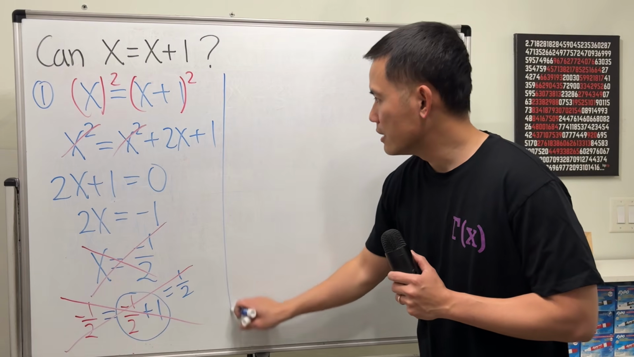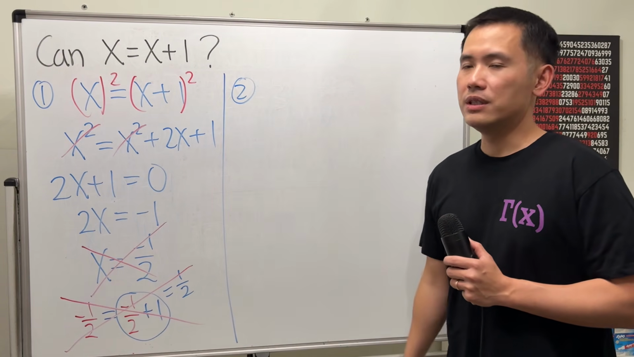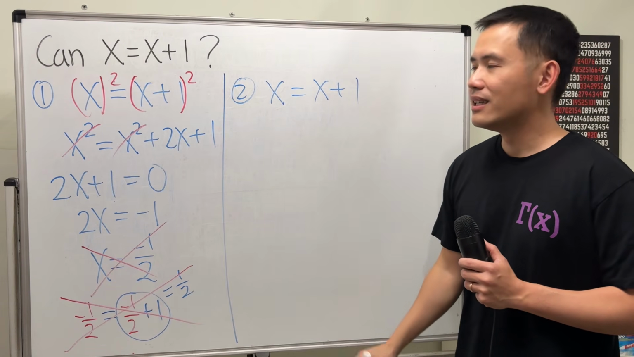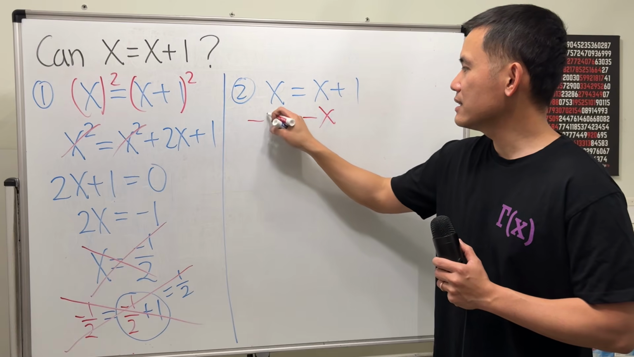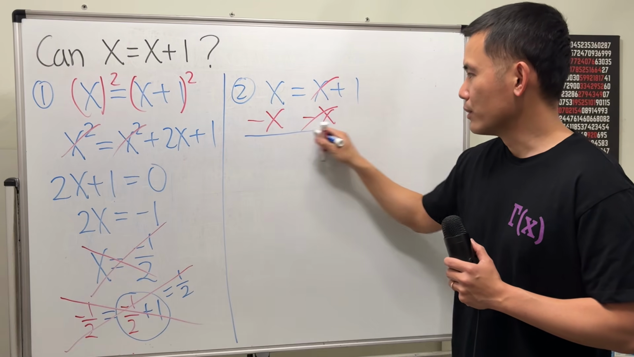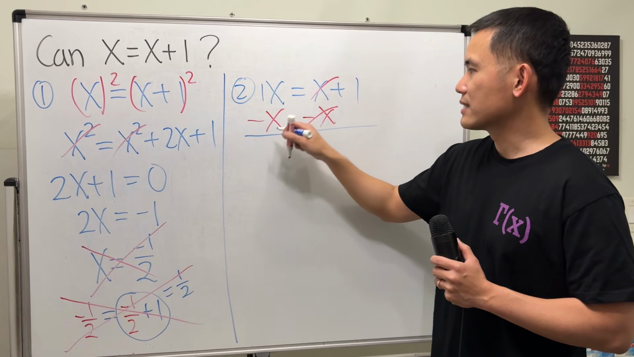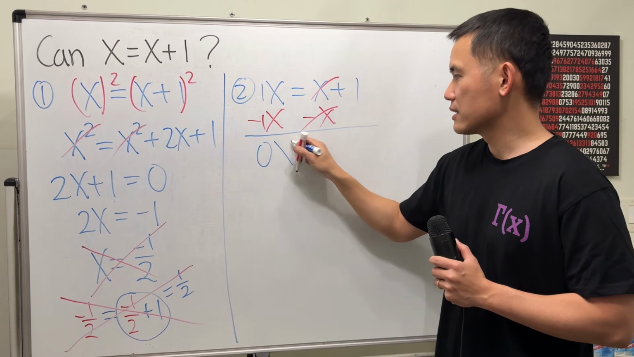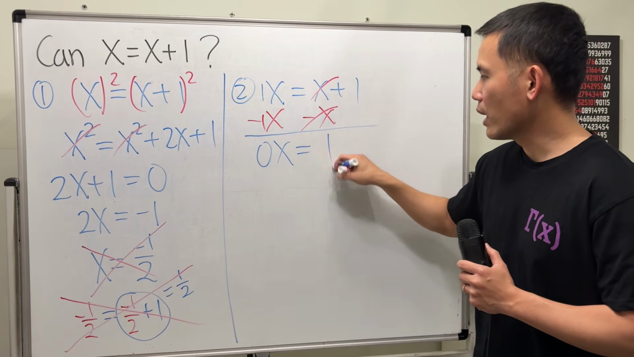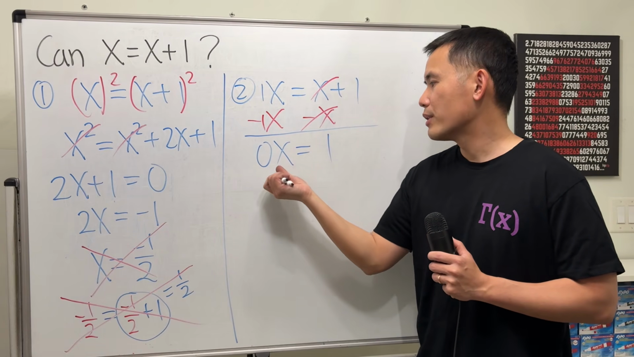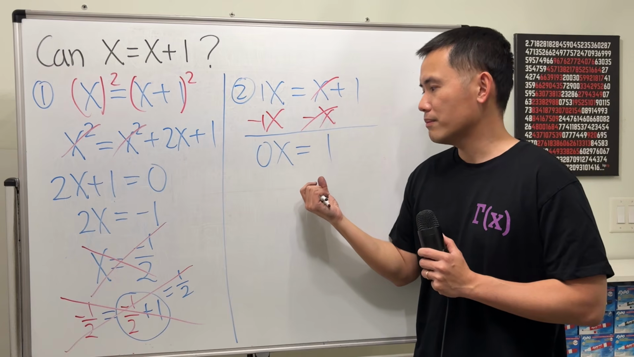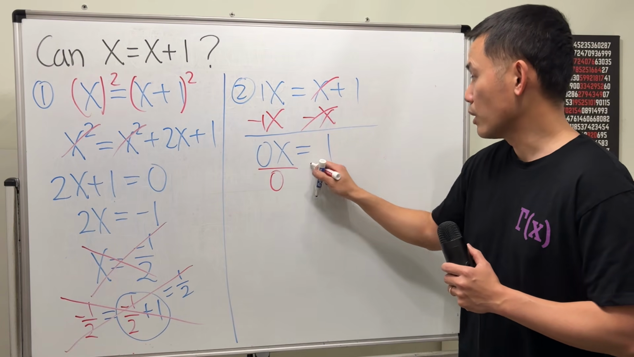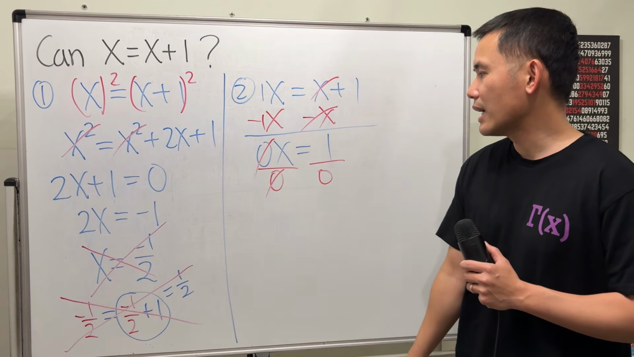Now, secondly, what if we do this? x is equal to x plus 1, but I'm going to subtract x from both sides, cancel, have a look. This right here is like 1x minus another x. So all in all, we have 0x, and then this right here is equal to 1. Okay, we have a number times x is equal to 1. How do we isolate the x? If you want to divide both sides by 0, which is this number, you cancel that out.